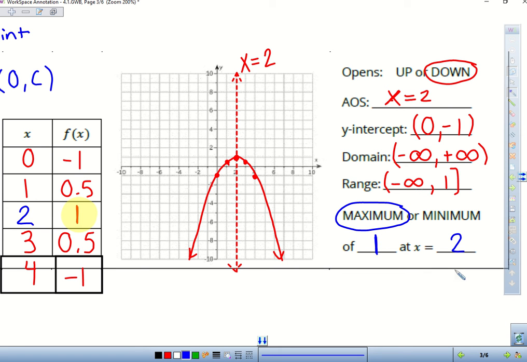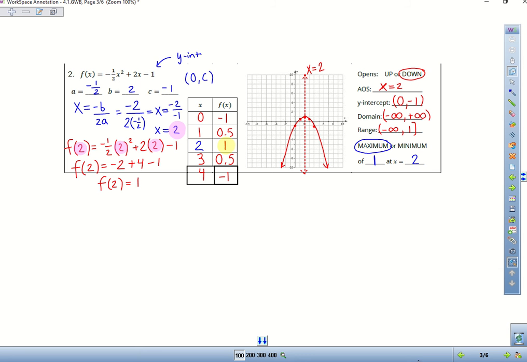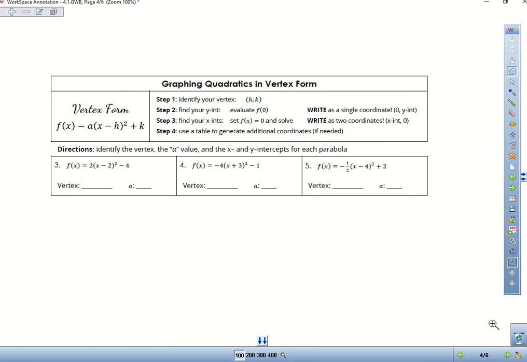Does everyone understand that so far? All right. So now we're going to talk about what a vertex is, or vertex form.